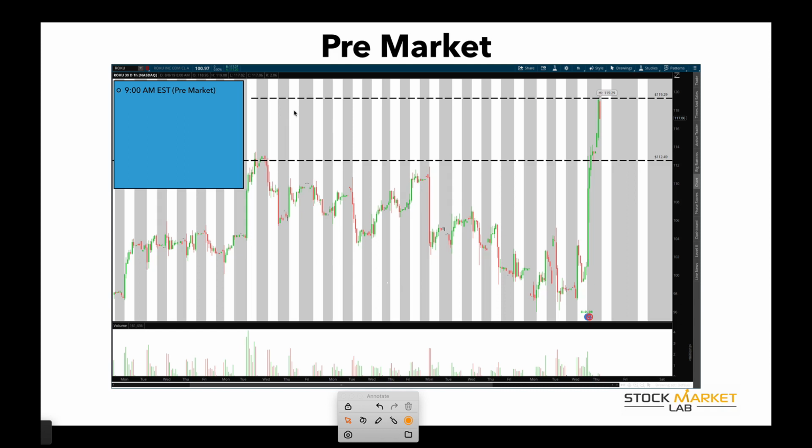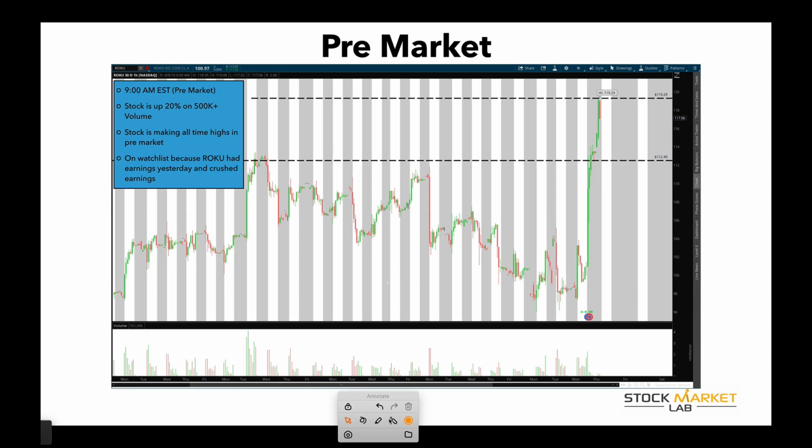9 a.m. Eastern Standard Time pre-market. We have 30 minutes till the market opens. Stock is up about 20% on 500,000 plus shares. So stock is up nice and strong in the pre-market, right? Yesterday, Roku had earnings. After Roku had earnings, their earnings were very, very strong. The stock is also making all-time highs in the pre-market.